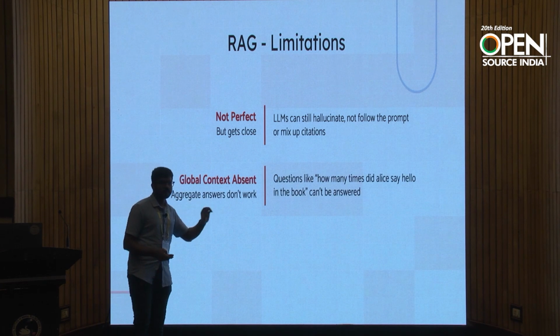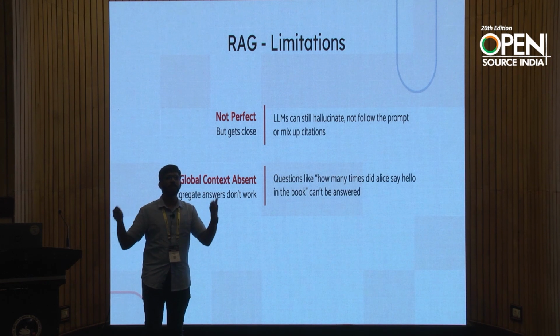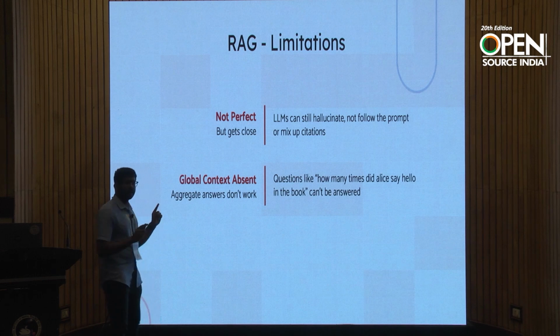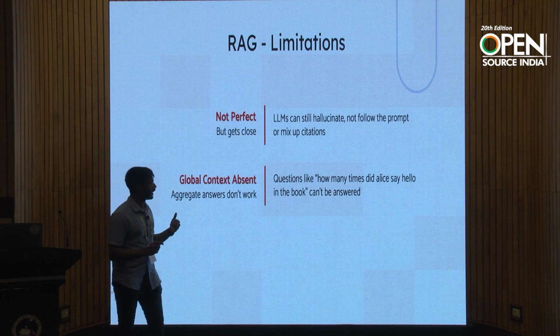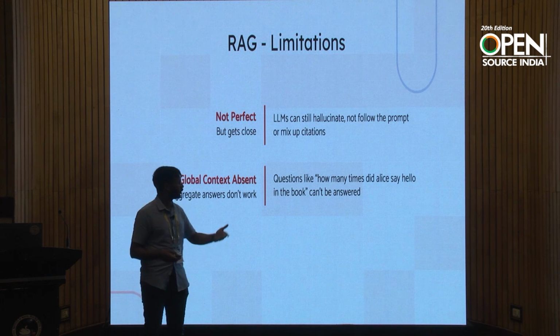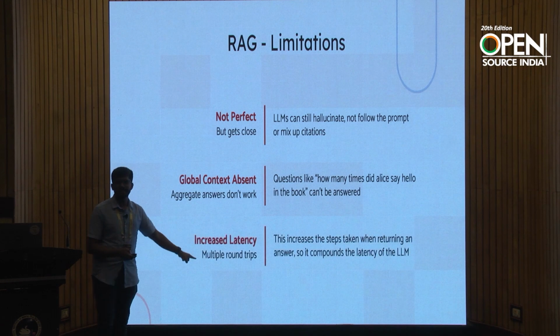Global context is absent. So remember, we are taking parts of the data and we are answering the question. Let's say you have a 10,000 page book, right? You're not giving the full 10,000 page book at a time to the LLM. The LLM can only see those parts that were retrieved. That means that global context queries will not work, which is to say that if I ask something like, how many times did Alice say hello in this book, right? To answer that question, you have to read the whole book, and we are not retrieving the whole book. Therefore, these classes of questions are prohibitive. They cannot work.